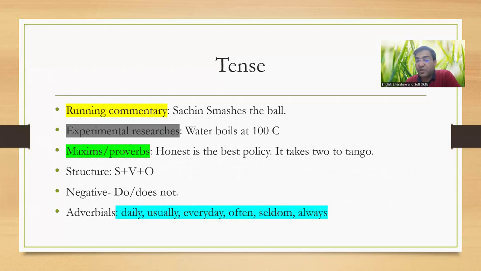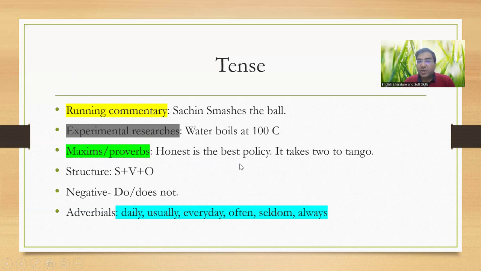Maxims and proverbs, like, honesty is the best policy. Proverbs like, it takes two to tango. Tango is a dance that is done by two people, two candidates or persons.